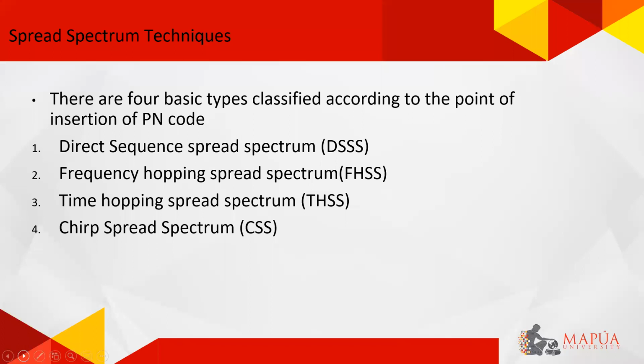Spread spectrum techniques. There are four basic types classified according to the point of insertion of the PN code. The first one is direct sequence spread spectrum, also known as DSSS. Then frequency hopping spread spectrum, or FHSS. Then the third is time hopping spread spectrum, THSS. And the last one is chirp spread spectrum, also known as CSS.